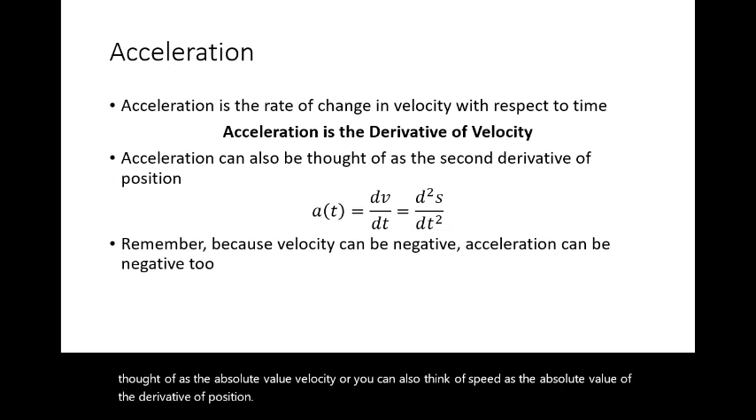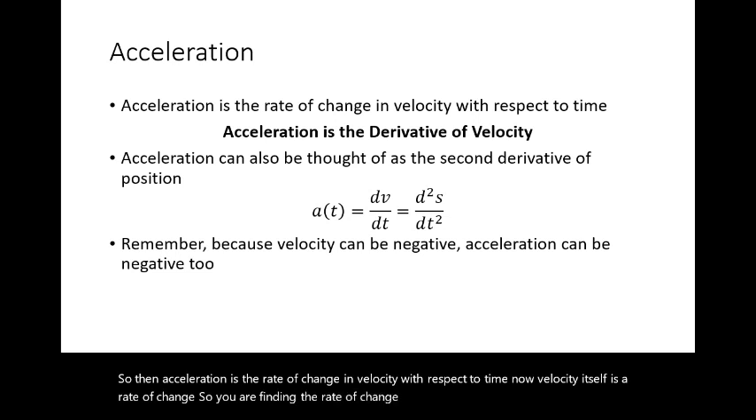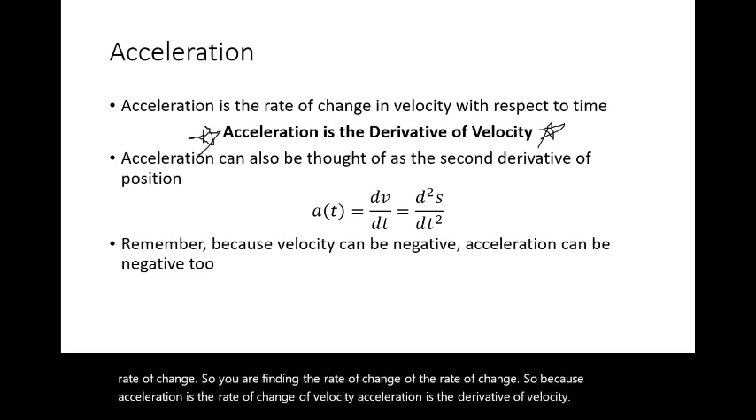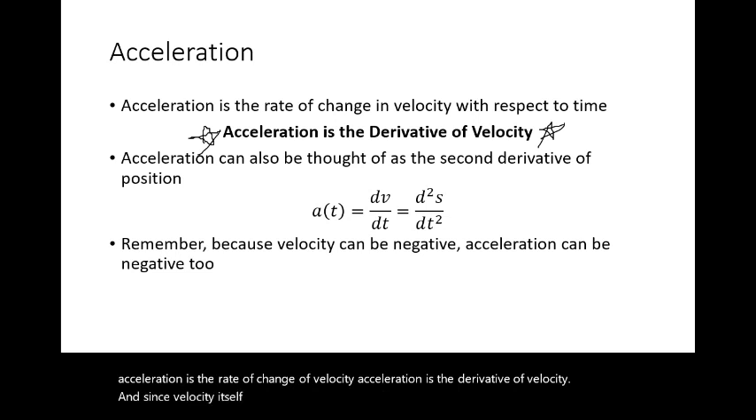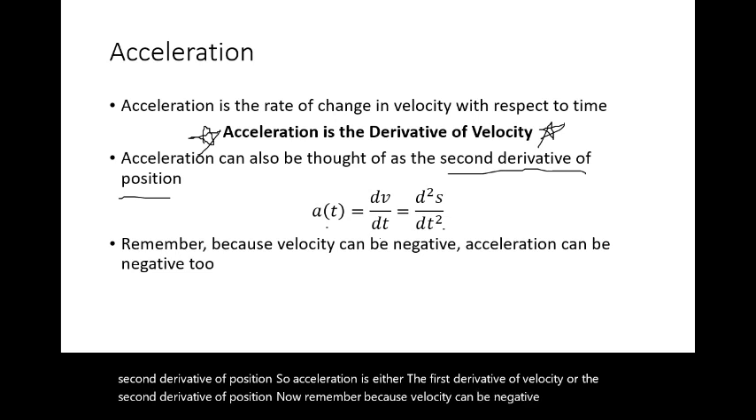So then acceleration is the rate of change in velocity with respect to time. Now velocity itself is a rate of change. So you are finding the rate of change of the rate of change. So because acceleration is the rate of change of velocity, acceleration is the derivative of velocity. And since velocity itself was already a rate of change, acceleration can also be thought of as the second derivative of position. So acceleration is either the first derivative of velocity or the second derivative of position. Now remember, because velocity can be negative, acceleration can also be negative.